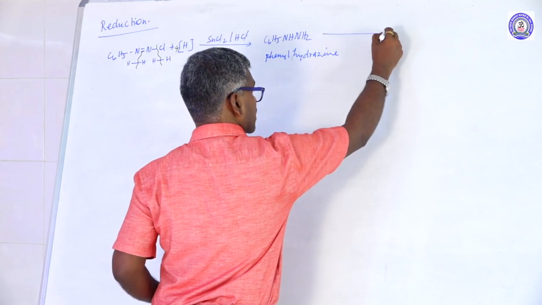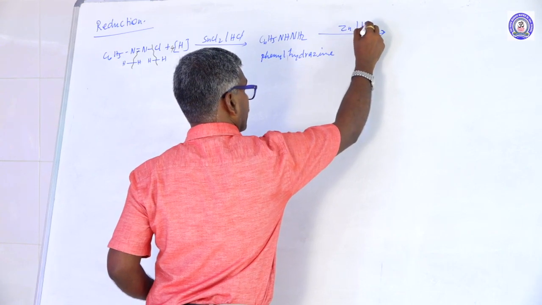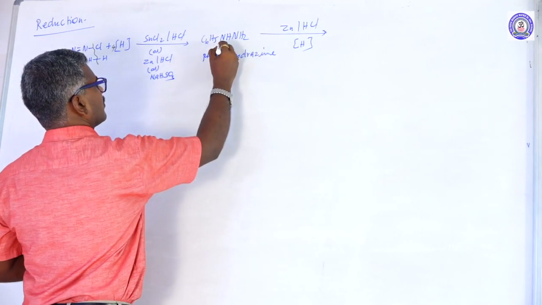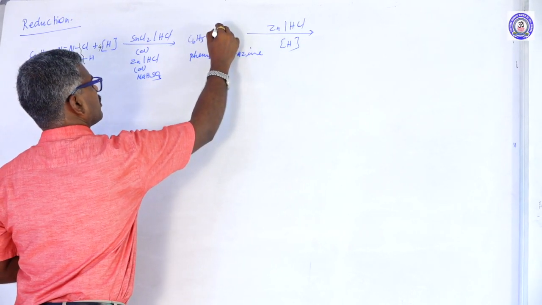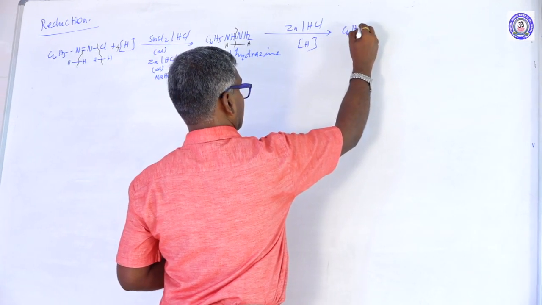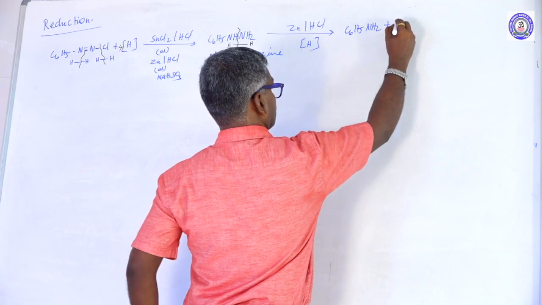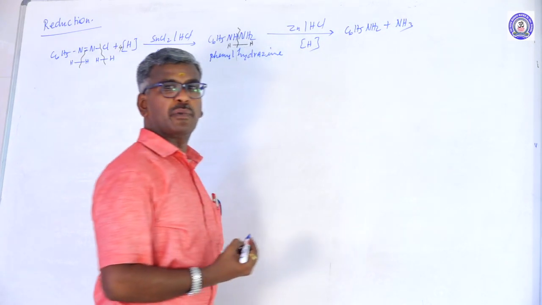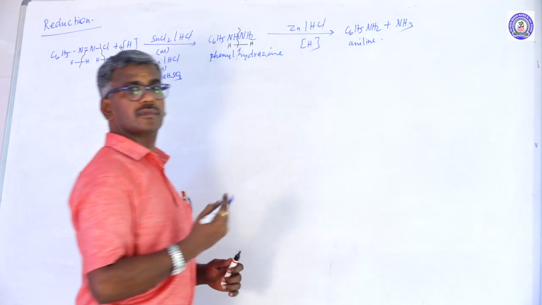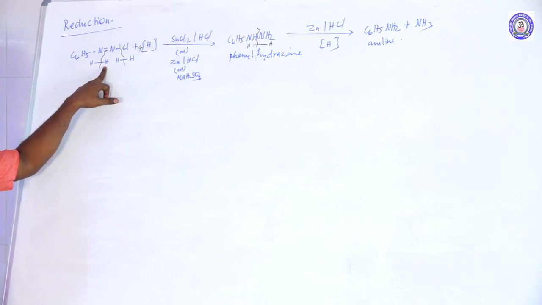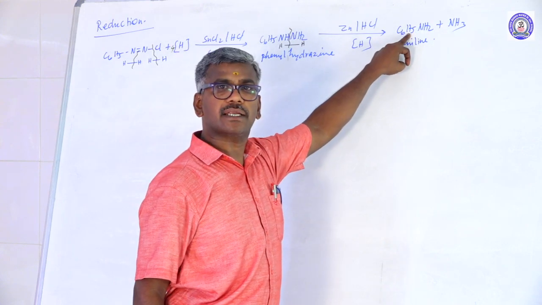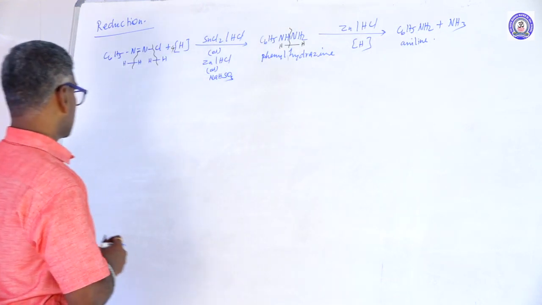Further, it undergoes reduction with zinc powder HCl. Reduction means addition of hydrogen. This bond breaks, forming C6H5 NH2 and removal of ammonia. This name is aniline. Here benzene diazonium chloride is converted into aniline. Aniline is nothing but an amino group directly attached to the benzene nucleus.